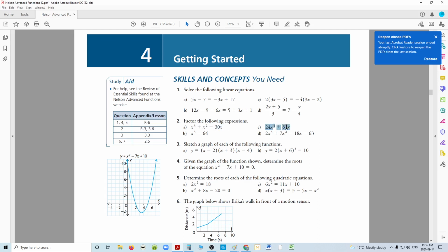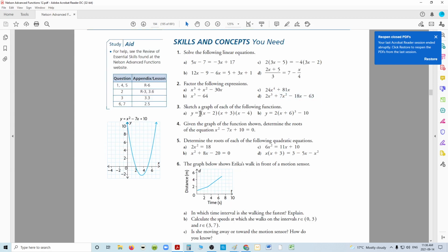For instance, both these things can remove a 3x out of it, and you're left with a cubic. This one's a difference of cubes, and this one they just want you to remember how to factor using synthetic division. Then they want you to sketch a graph, and fortunately here they give you all the x-intercepts, and here they give you the vertex. Figuring out the x-intercepts here, you'd have to set y to 0, expand, and solve using your knowledge of synthetic division from the chapter before.